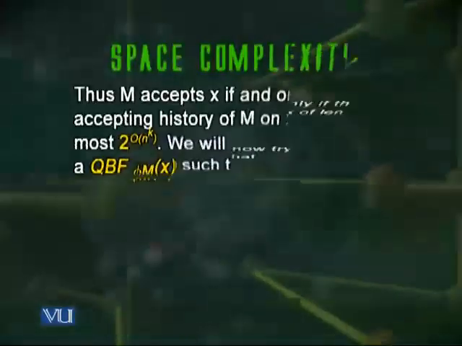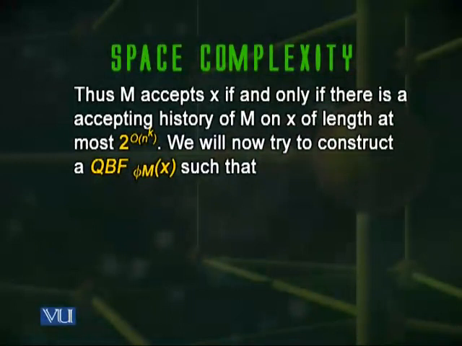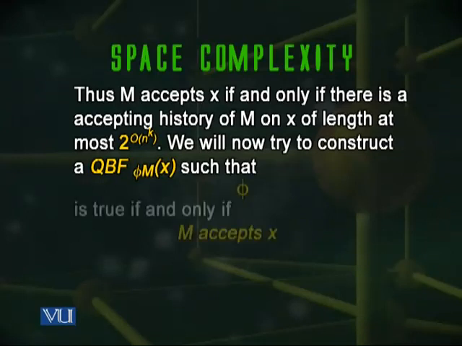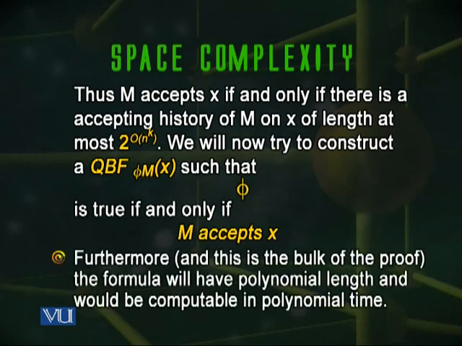Thus, what we're trying to do is the following. Let's look at it in detail and see what exactly we're trying to do. We know that M accepts X if and only if there's an accepting history of M on X of length at most 2 to the order n to the k. Now we'll try to construct a quantified Boolean formula phi sub M of X such that phi sub M of X is true if and only if M accepts X. Furthermore, and this is the bulk of the proof, the formula will have polynomial length and would be computable in polynomial time.